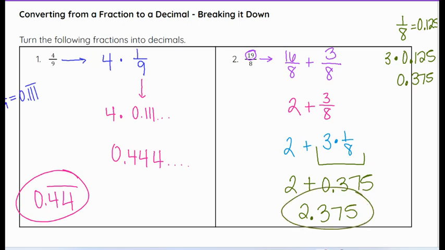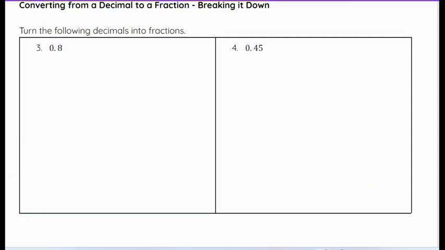So that is another way to look at how we can use the fraction to decimal conversions that we do have memorized to help us simplify the ones that maybe we don't. Now we can do a similar thing with decimals to fractions. So if we're converting from a decimal to a fraction, for example, 0.8, we can change that decimal into a fraction using some conversions that we have memorized.